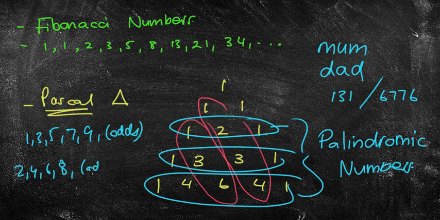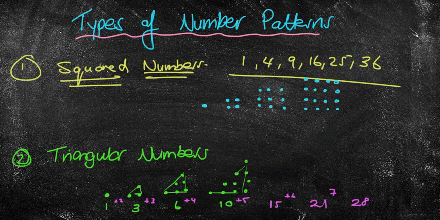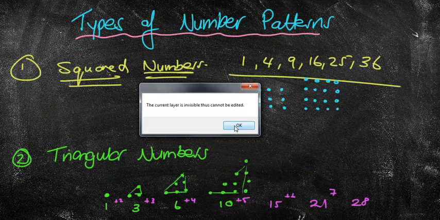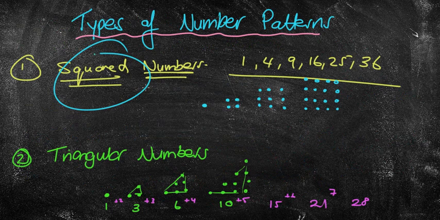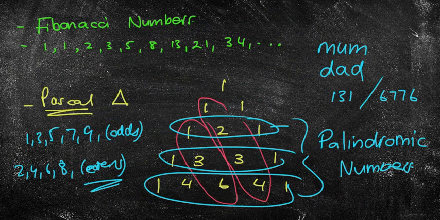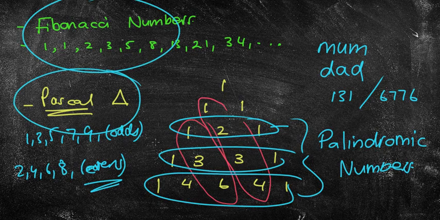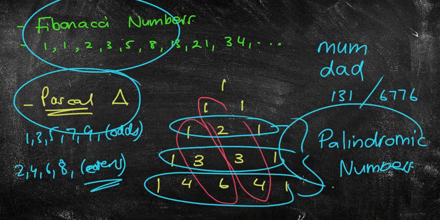You would have already seen those. Odds there, they're even numbers. But basically, just a quick look back. We've got our squared numbers, our triangular numbers, followed by our Fibonacci numbers, our Pascal's triangles, our palindromic numbers, and then on top of that, you have your normal straight numbers and odd numbers and even numbers, etc.